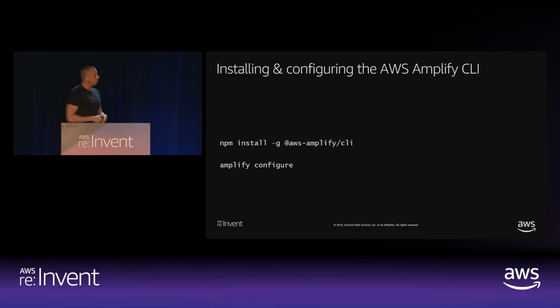So how do you use the CLI? You install it, npm install -g. You configure it. You need to associate an IAM user with your current environment. To do that, you run amplify configure. It will either take you to the AWS console where you can create a new user, or you can just use an existing user that you have the credentials for. Or if you already have some credentials locally on your machine in your AWS profile, you can also recognize those as well.